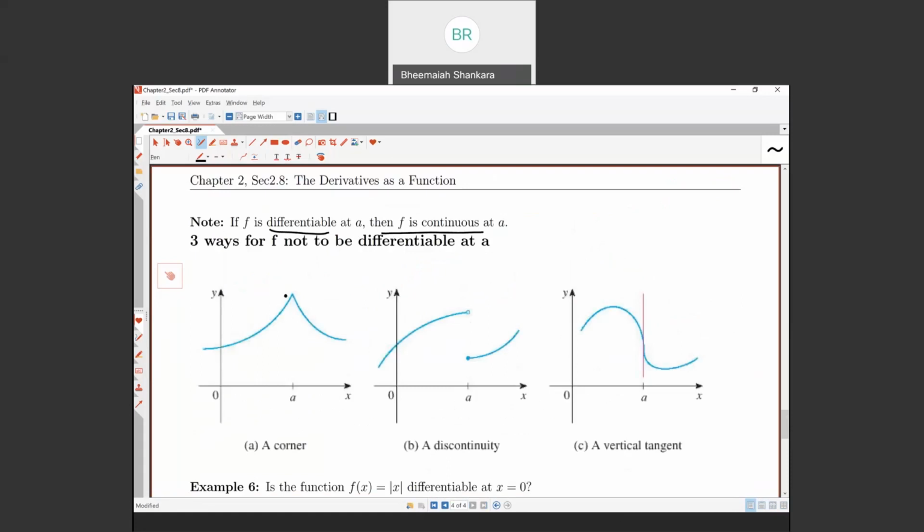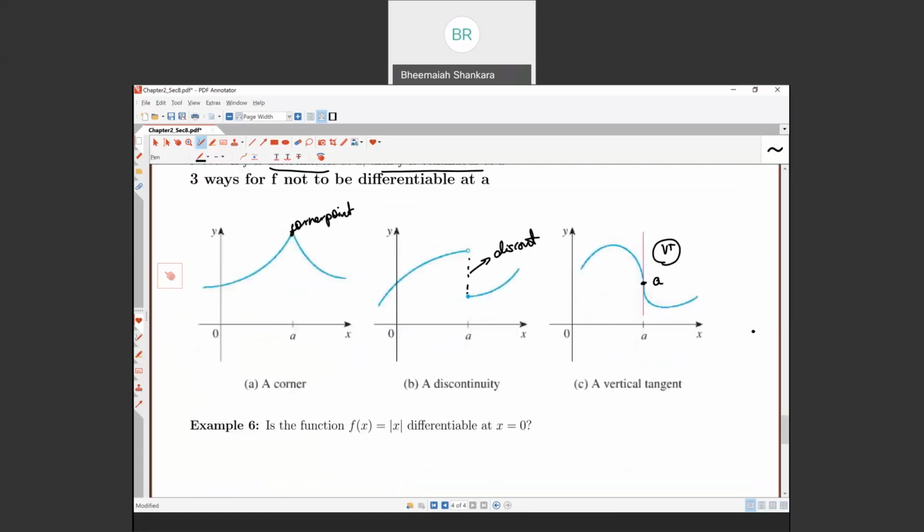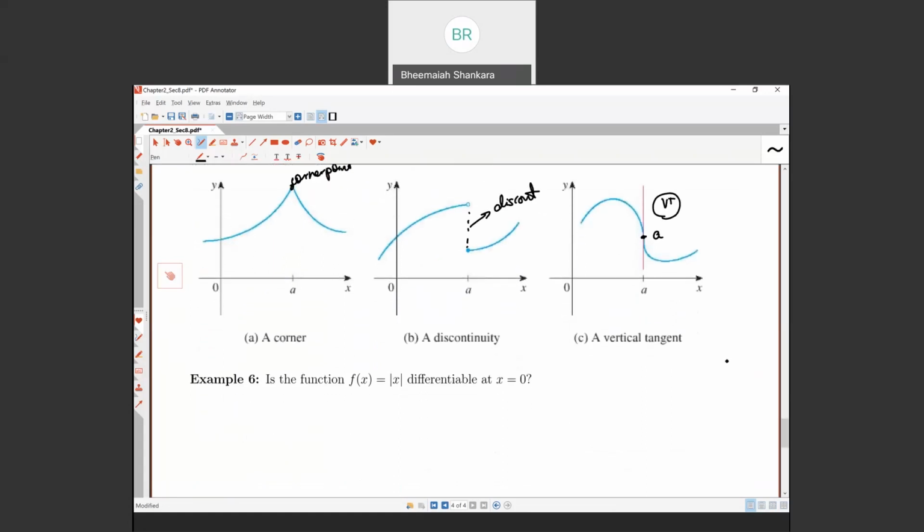So there are 3 ways for a function f not to be differentiable. The first case, when you see a corner point, or when you see a discontinuity, the function is discontinuous, or when you see that you can draw a vertical tangent at some point, say a. At all these 3 types of graph, the function is said to be not differentiable at the point a.